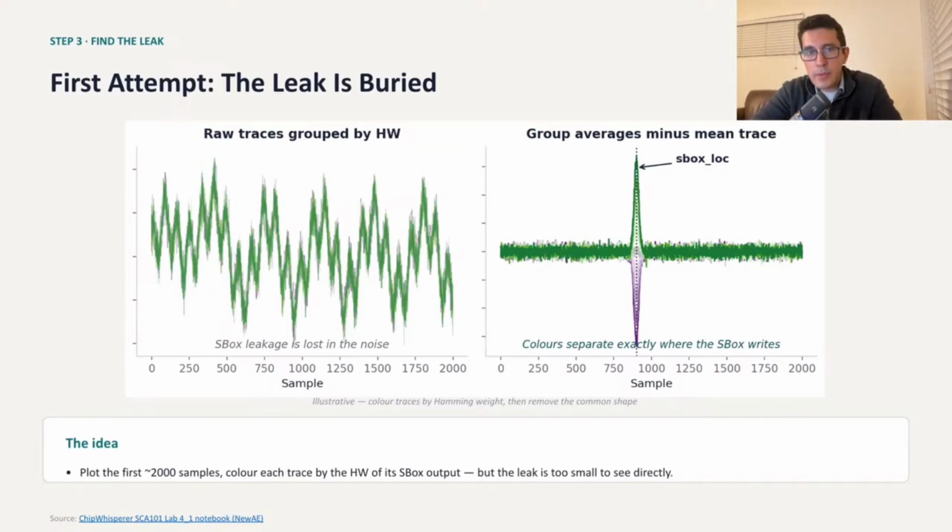Once we have Hamming weights for every trace, the first idea is, let's color the traces by the Hamming weight of their SBox output and see if the patterns separate. So we plot, say, the first 2,000 samples of each trace and color each trace according to its Hamming weight. But in the raw data, the leak is tiny compared to all the other activity in the chip. So the SBox-related differences are basically buried in the noise. This slide is showing that if you just overlay colored traces directly, you won't see much. We need more signal processing to tease the leak out.